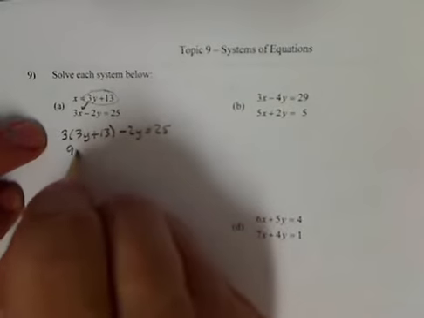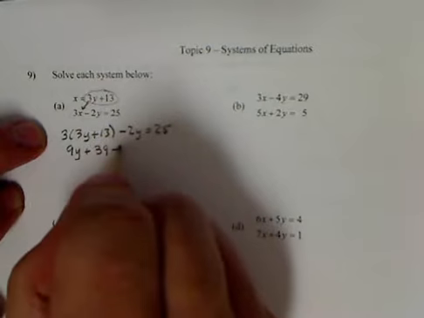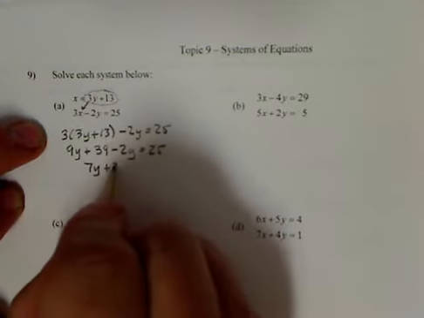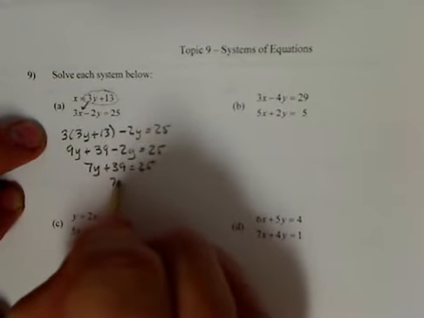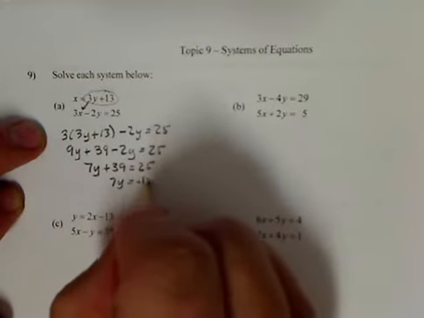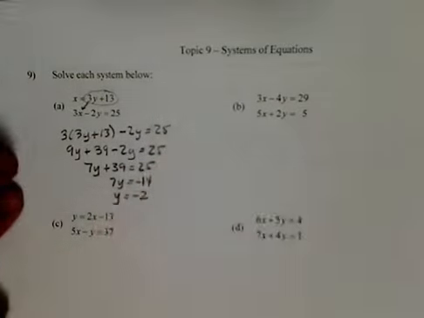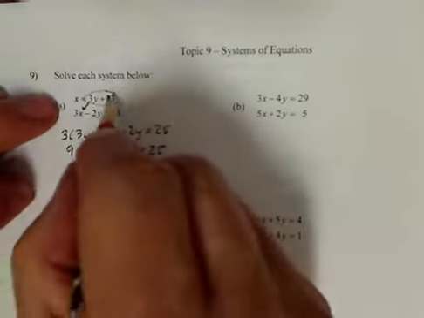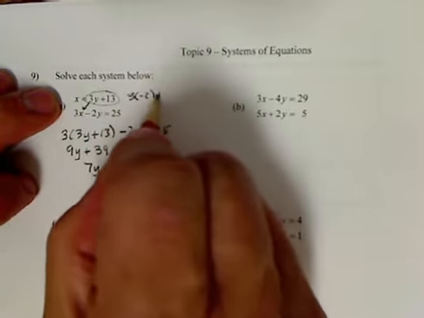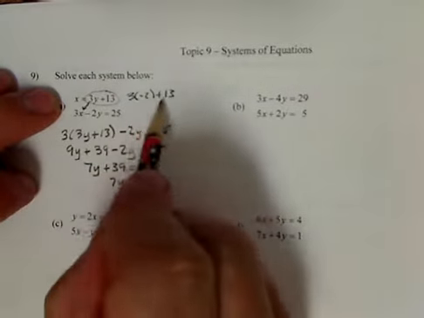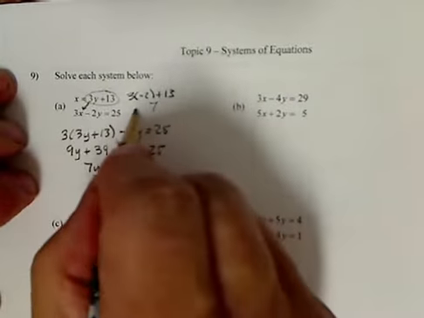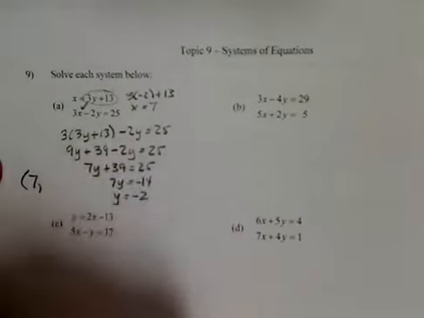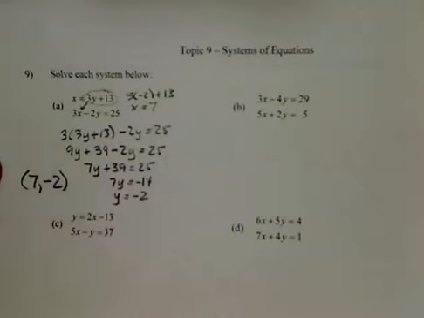So this gives me 9y plus 39 minus 2y equals 25. So we have 7y plus 39 equals 25. 7y is equal to negative 14 when I subtract. Y equals negative 2. Then I've got to still find my x. So if I plug negative 2 into this equation up here, I get 3 times negative 2 plus 13 is what x equals. That's negative 6 plus 13 is equal to 7. So x is equal to 7. And then it's always a good idea to write your final answer as an ordered pair. X was 7. Y was negative 2.